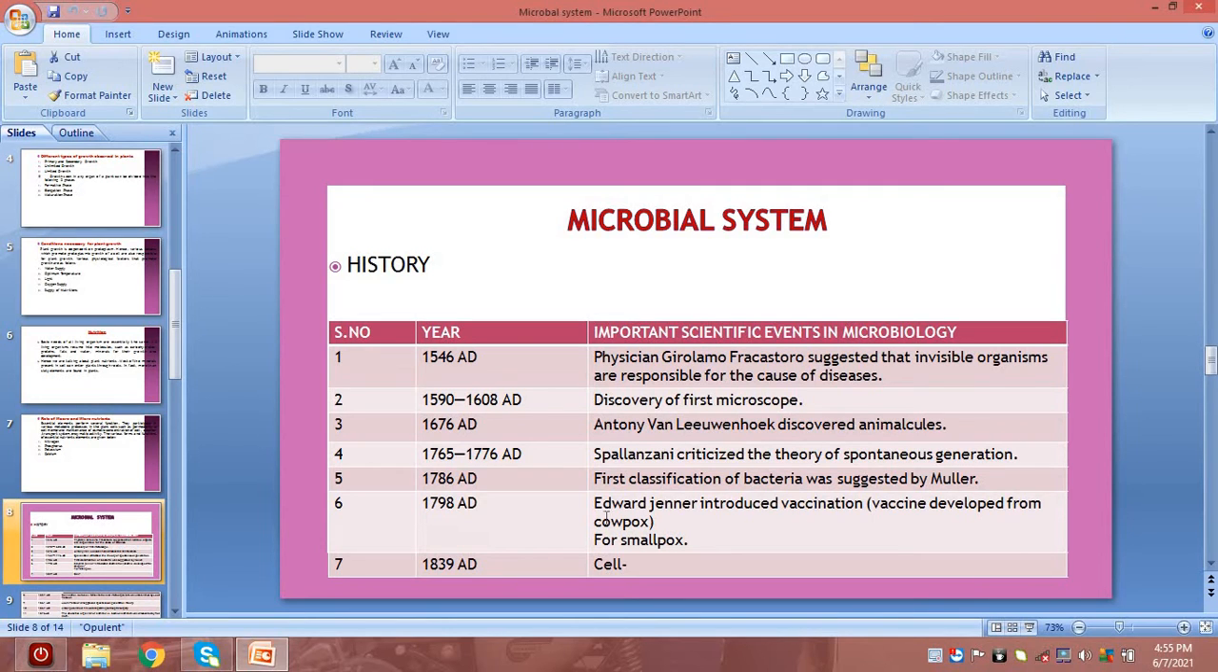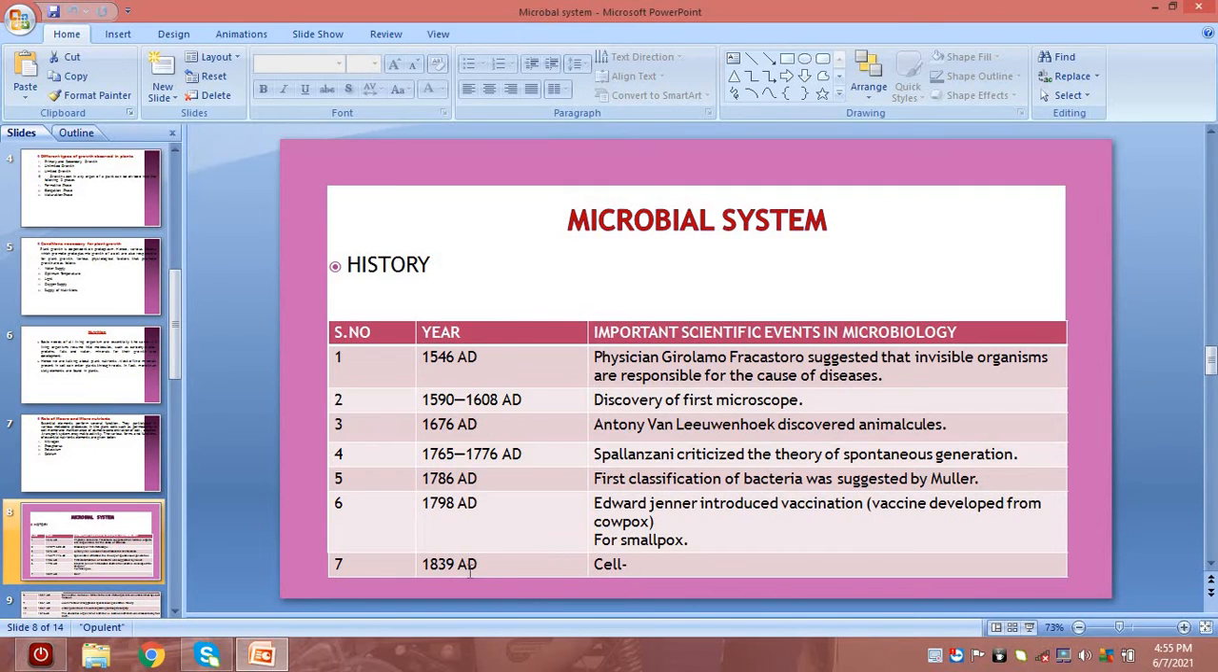This was introduced by the scientist Edward Jenner. He introduced the vaccination process and developed the vaccine for the diseases cowpox and smallpox. Smallpox and cowpox are infectious diseases.